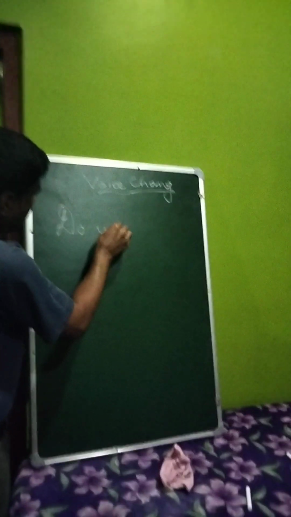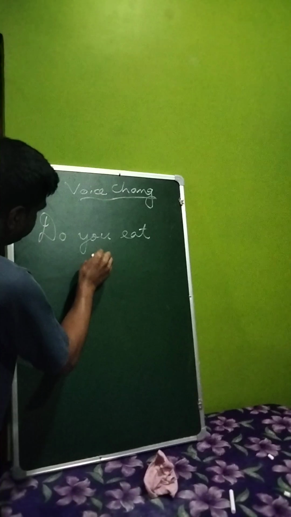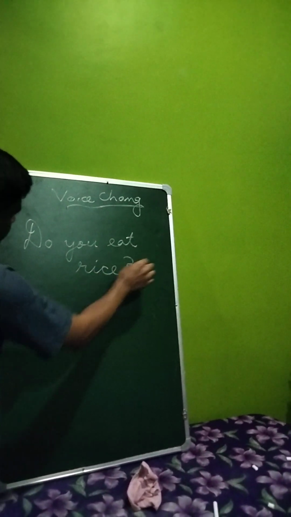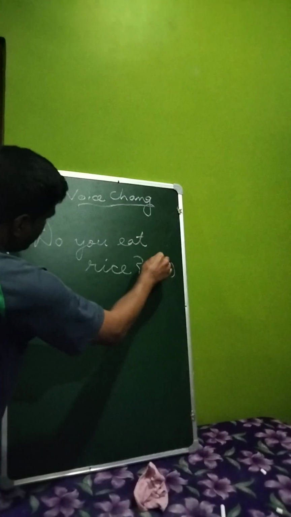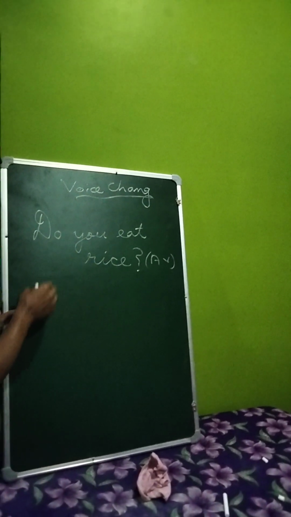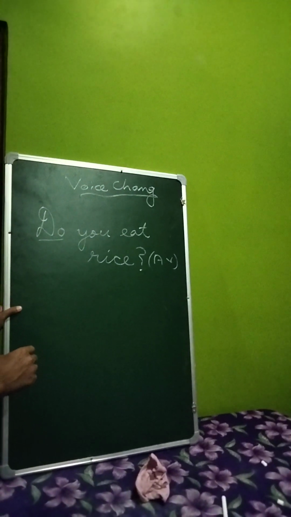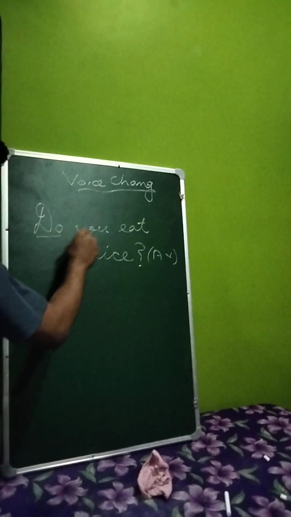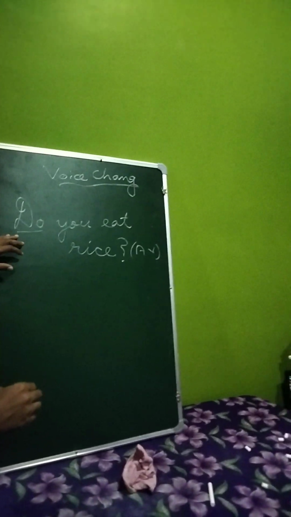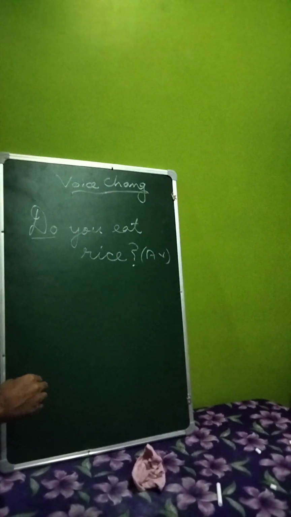Do you eat rice? You see, do you eat rice? This is the active voice sentence, and this do is your auxiliary verb or be verb. It is your do. Do you eat rice?